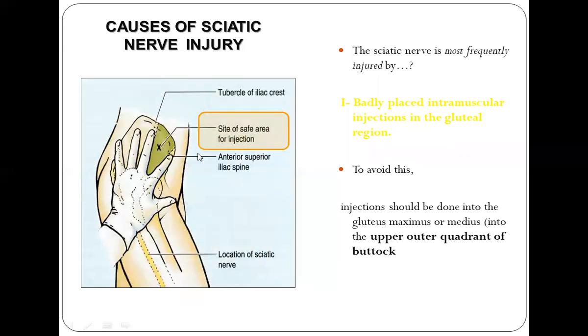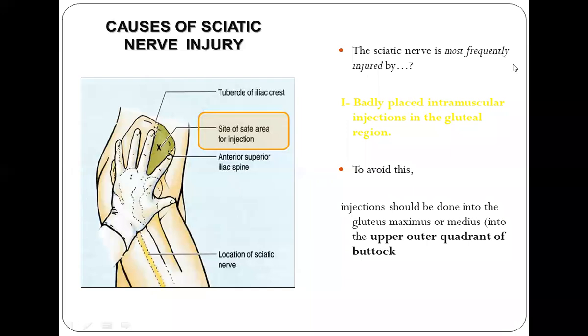Okay, so this is just a picture to show you how to choose the superolateral quadrant. You will learn it in the clinics. You have to place the fingers in a V shape in relation to the posterior superior iliac spine and greater trochanter. And you can choose the superolateral quadrant. It's just a clinical procedure.